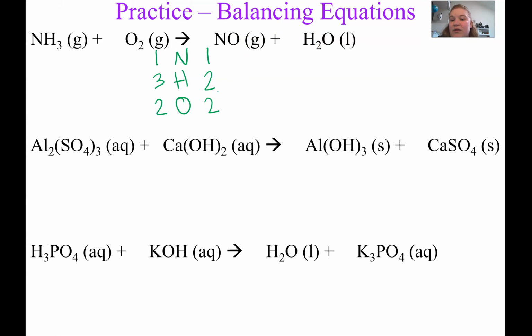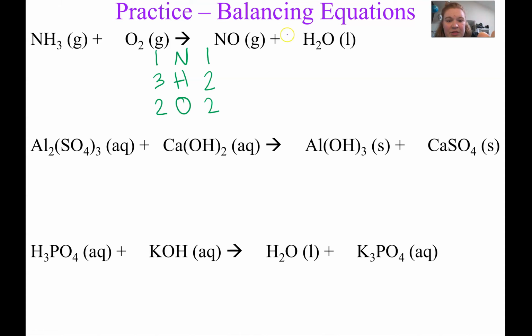Now, with my little cheat sheet here, I can see that my nitrogens are balanced. I have 1 on each side, and my oxygens are balanced. I have 2 on each side. But my hydrogens aren't. I have 3 on one side and 2 on the other. In order to get them to balance, I need to have the same number of each of those atoms on each side. So right now we have 2 and 3. We want to think of the least common multiple, and 3 and 2 is going to be a common one for us. The least common multiple between 2 and 3 is 6.